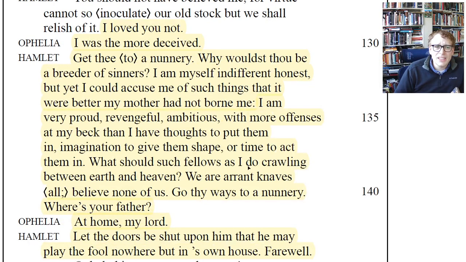"What should such fellows as I do crawling between earth and heaven? We are errant knaves all, believe none of us."